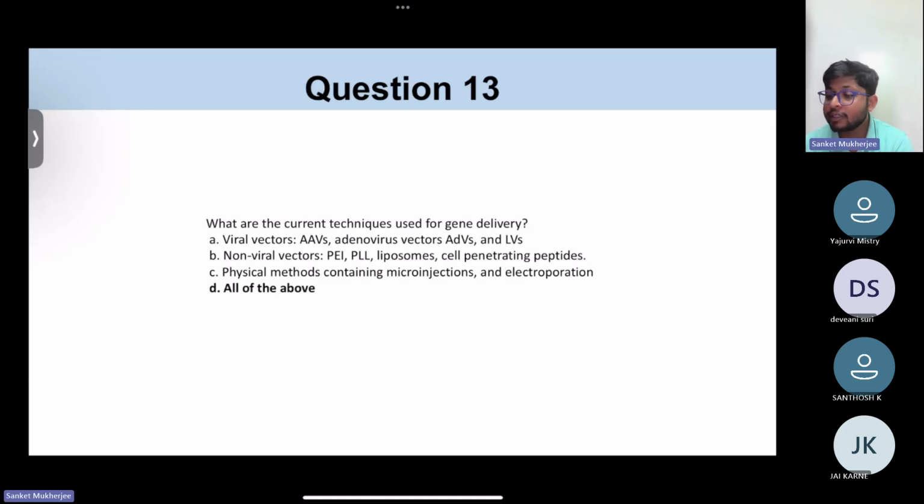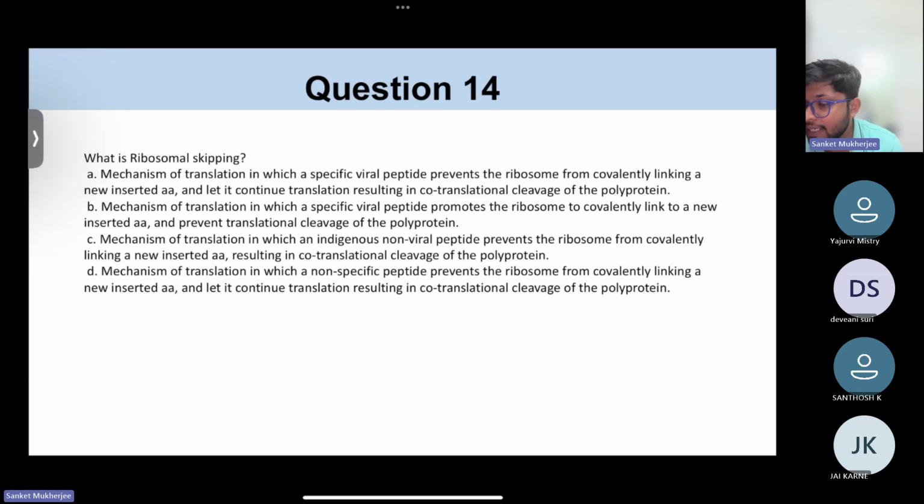participating. Now, what is ribosomal skipping? Mechanism of translation in which a specific viral peptide prevents the ribosome from covalently linking a newly inserted amino acid and lets it continue translation, resulting in co-translational cleavage of the polyprotein.